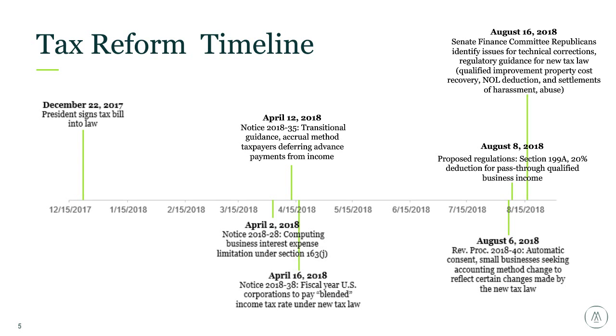So this next slide, we could probably add a dozen more bullet points to the timeline. For example, international has a whole bunch of notices and guidance and frequently asked questions that came out. So just in 2018, there's been a flurry of regulations, guidance, frequently asked questions, notices, revenue procedures.